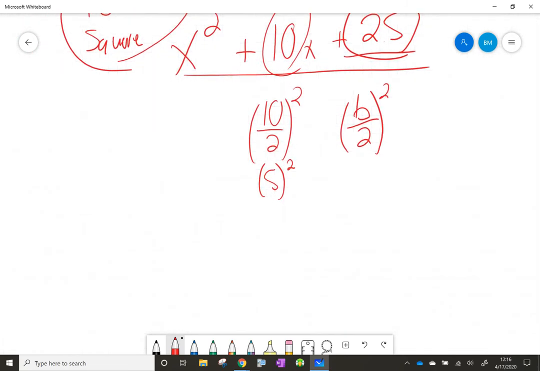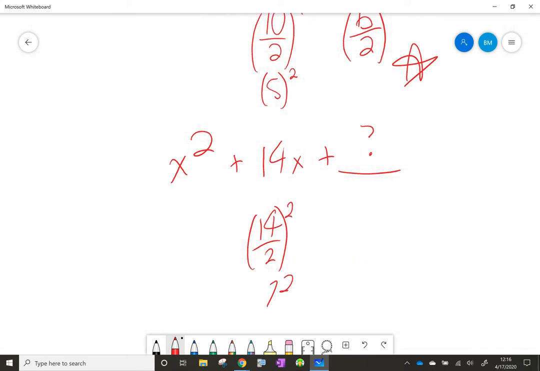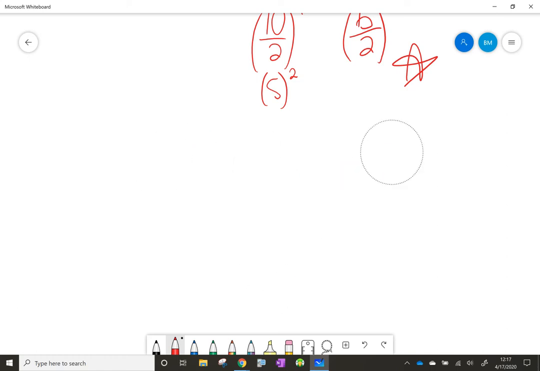Let's do another real quick. So if I have x squared plus 14x, what number would have to go here? Remember, try to use the same formula. Take the b value divided by 2 and square it. So in this case, 14 divided by 2 and square it. 14 divided by 2 would be 7, and then 7 squared would be 49. Okay? You kind of get the idea? That's what's going to be part of completing the square.